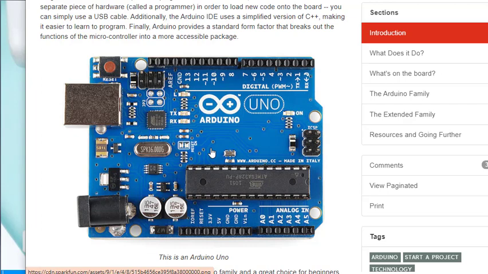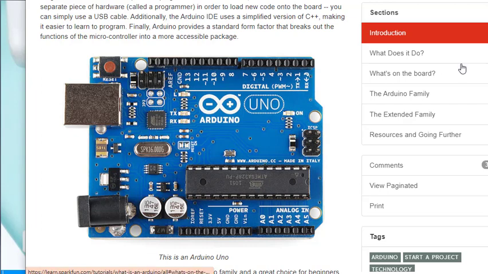Arduino consists of both a physical programmable circuit board, often referred to as a microcontroller, and a piece of software, or IDE, which stands for Integrated Development Environment, that runs on your computer, and you use it to write and upload computer code to the physical board.